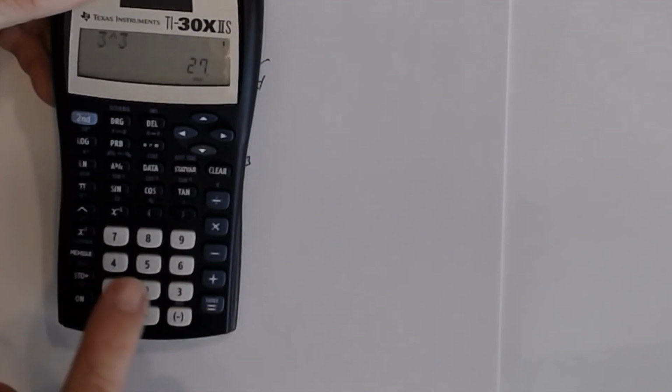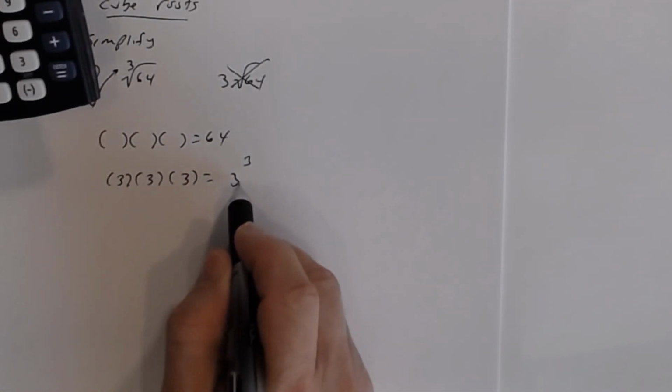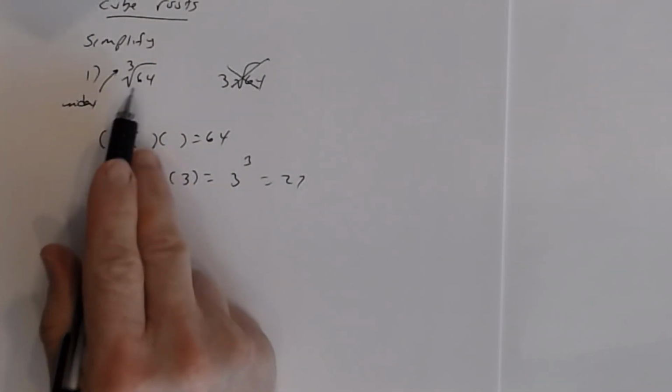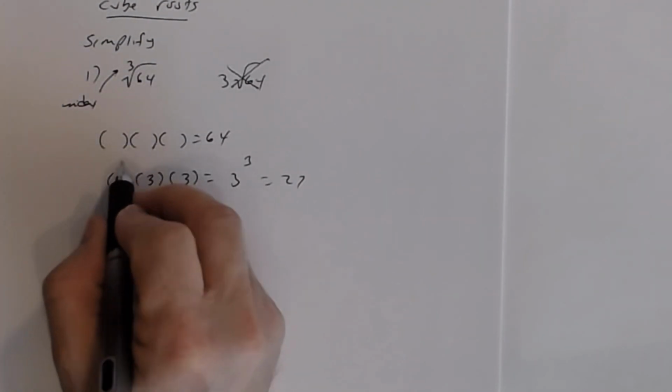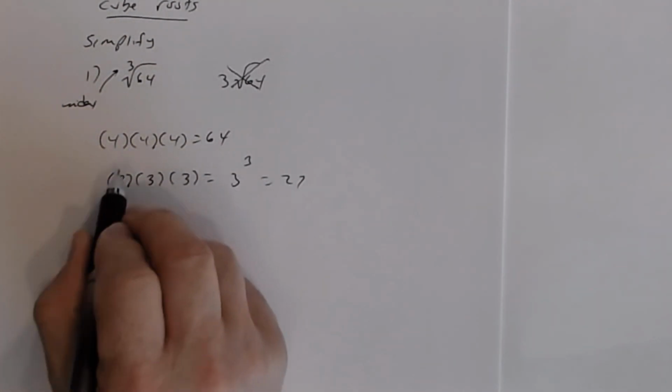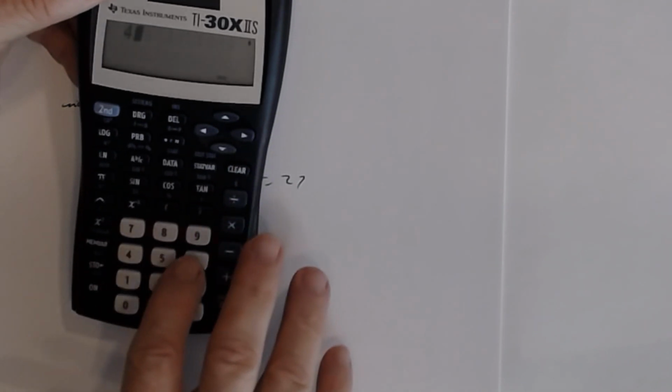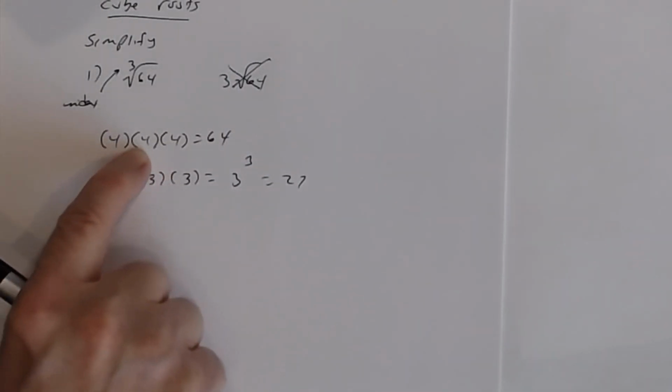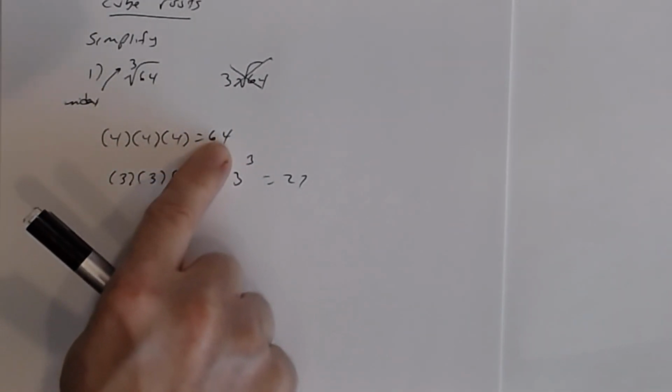So you're going to say 3 raised to the third is 27. So obviously that's not true. That's 27, and I want something that will give me 64. Well, let's try 4. 4 times 4 times 4. Let's see if that works. Well, 4 times 4 is 16, right? And 16 times 4 is 64. So you know that's true.